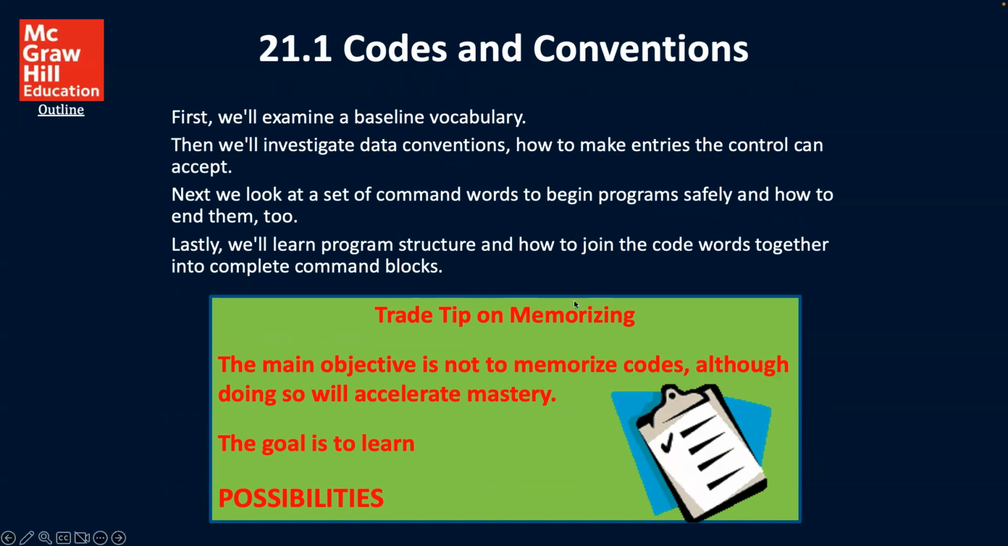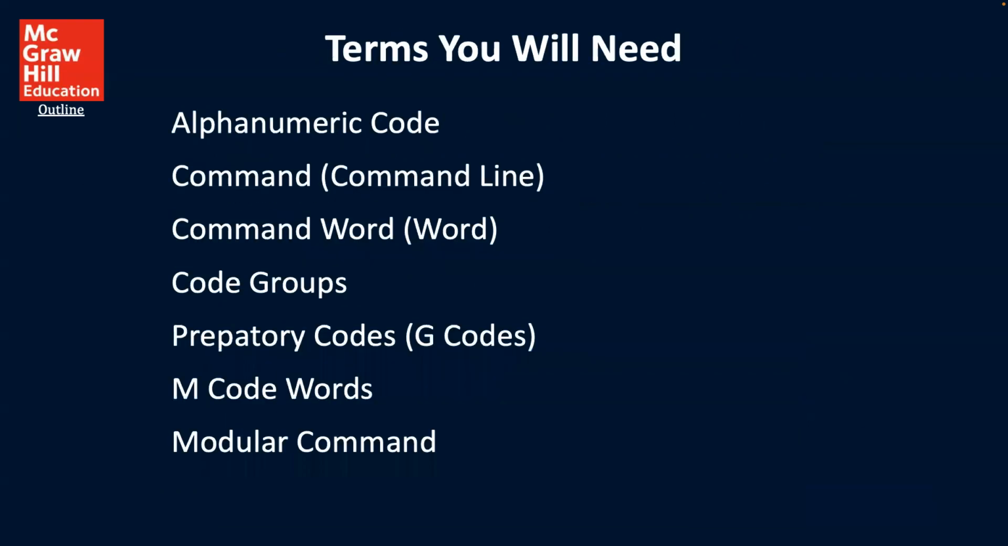So a trade tip for memorizing: the main objective is not to memorize codes, although doing so will accelerate mastery. Most likely you're going to have a handbook for helping you to code a specific machine. And so we'll be having some similar constructs with our project work. And so the goal is to learn to be aware of the possibilities of what you can be doing. So terms that we'll need: the alphanumeric code, you'll get a chance to see that. The command, and this is the actual thing that's listed on the command line, the command word, code groups, preparatory codes or G codes, M code words, and modular commands.